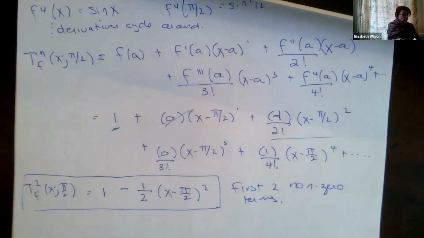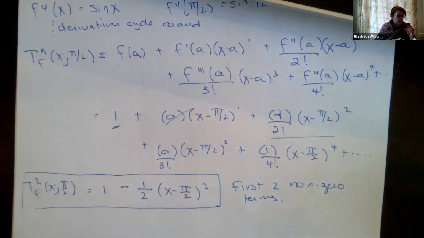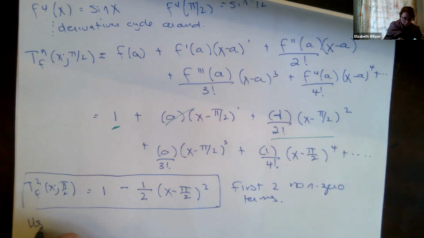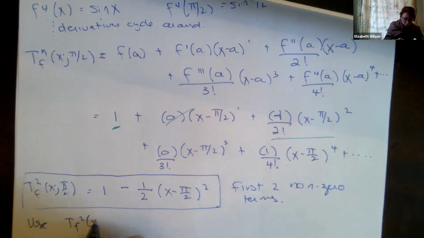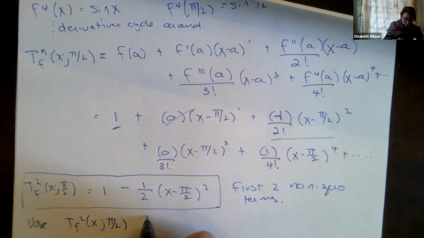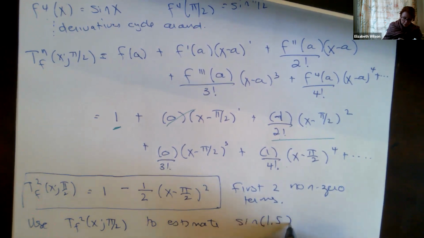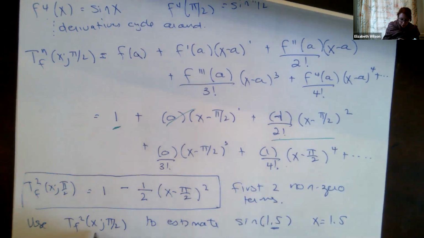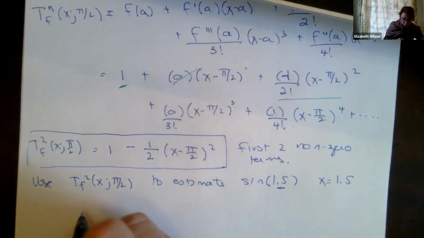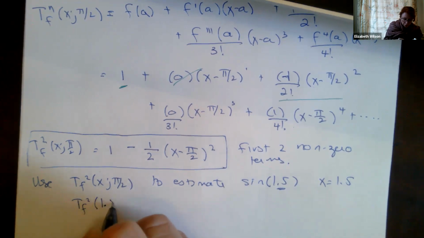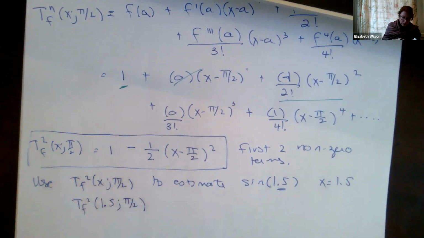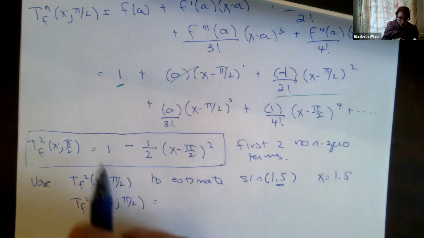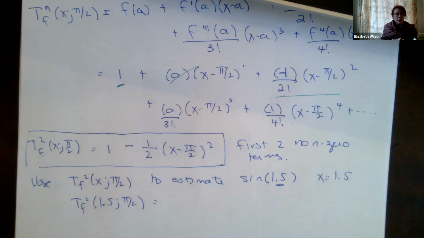All right, so now the question says, use our polynomial here to estimate the sine of 1.5. So this is like saying sine of x, so x is equal to 1.5. What that means is I'm going to take my second degree polynomial and plug in 1.5. Everywhere I see an x, I'm going to plug in a 1.5.